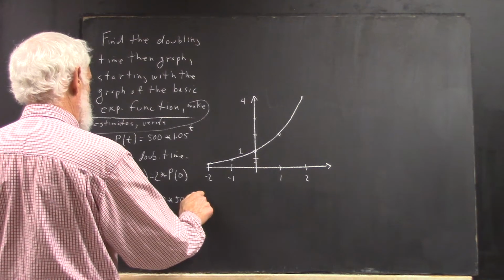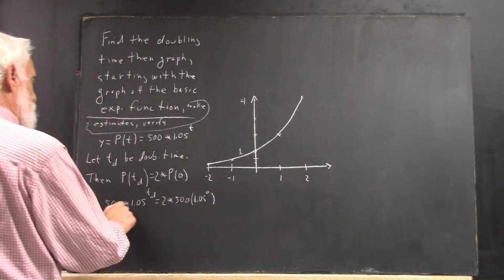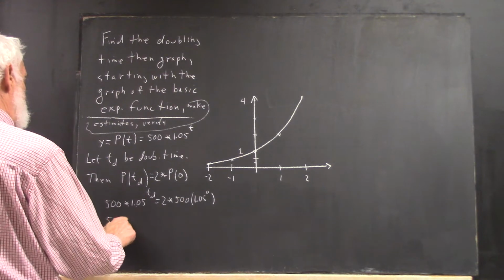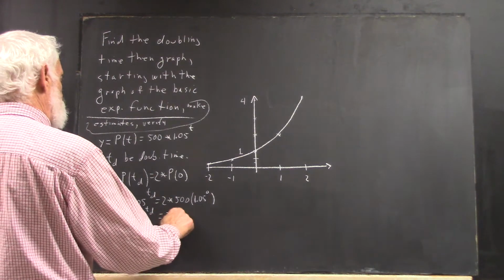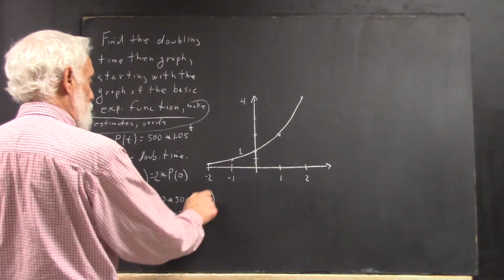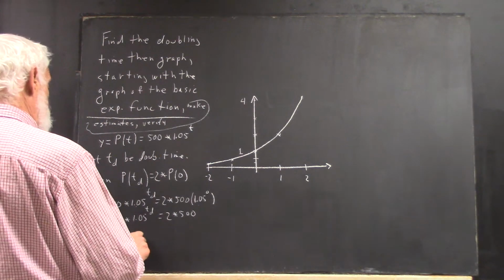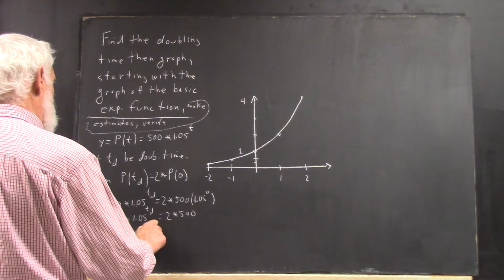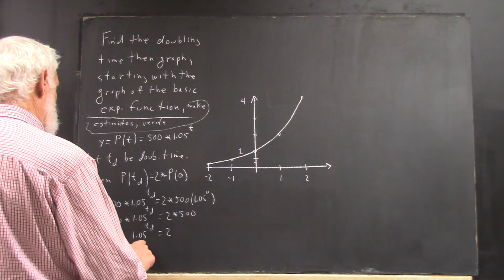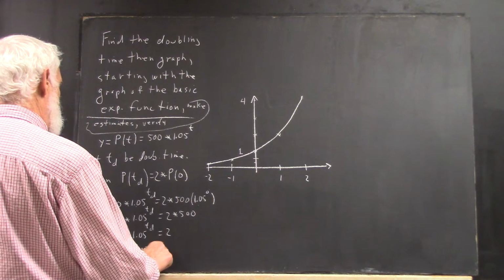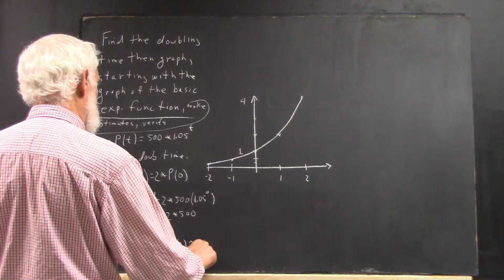500 times 1.05 to the 0. Okay, well, this says that 500 times 1.05 to the t sub d equals 2 times 500, because 1.05 to the 0 is 1. Divide both sides by 500, you get 1.05 to the t sub d equals 2, so that t sub d equals log base 1.05 of 2, which is approximately equal to 36.